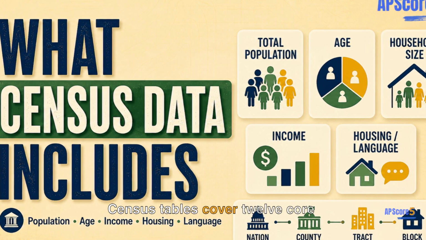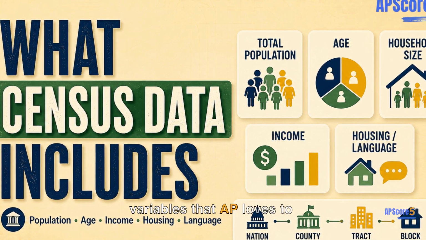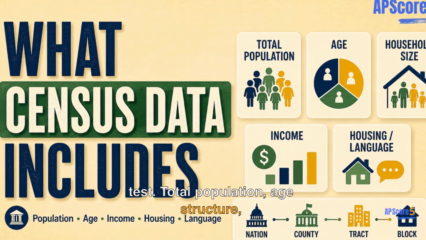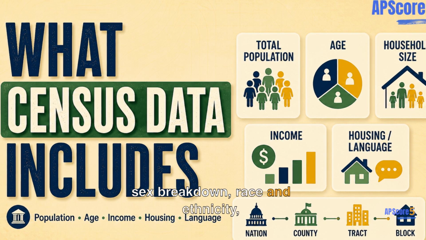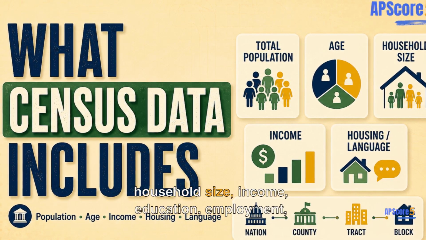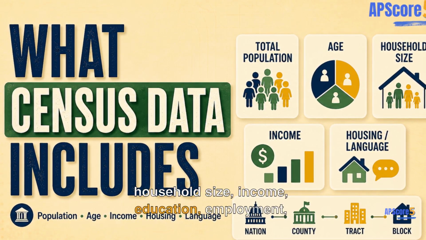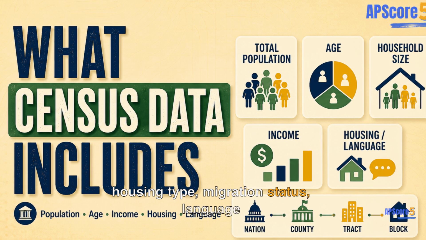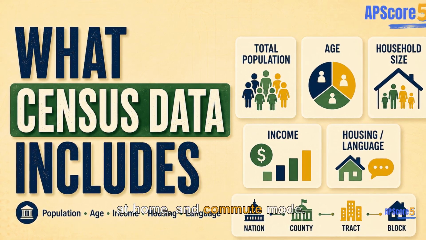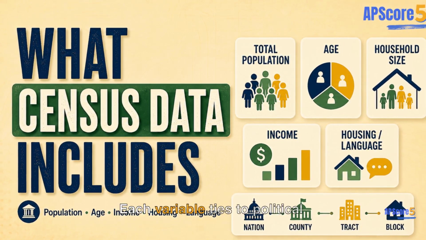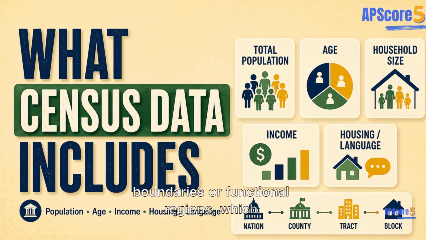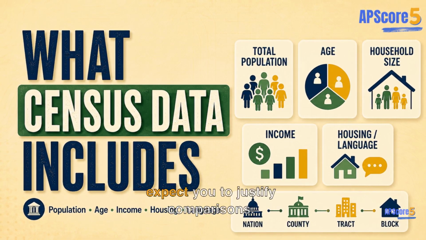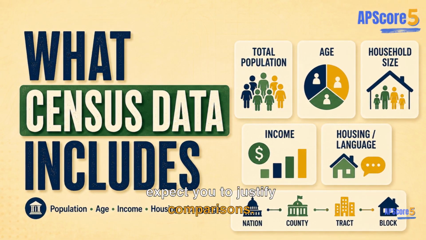Census tables cover 12 core variables that AP loves to test: total population, age structure, sex breakdown, race and ethnicity, household size, income, education, employment, housing type, migration status, language at home, and commute mode. Each variable ties to political boundaries or functional regions, which is exactly how AP writers expect you to justify comparisons.